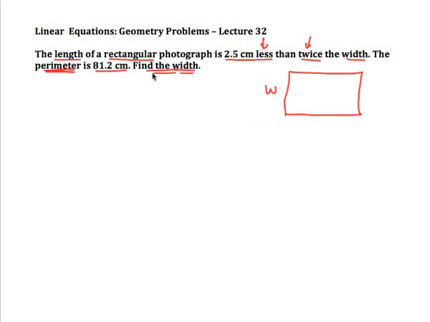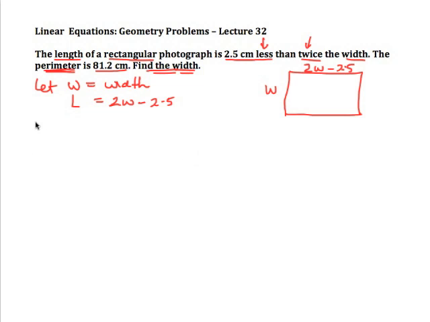We're asked to find the width. So our second step in this is to assign a variable. So let W equal the width. This tells me the length, L, is going to be equal to twice the width, but it's 2.5 centimeters less than twice the width. So it's going to be 2W, but we have to take 2.5 off. So what we have here is 2W minus 2.5.